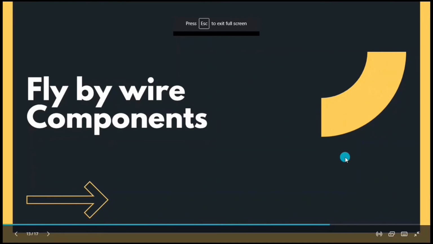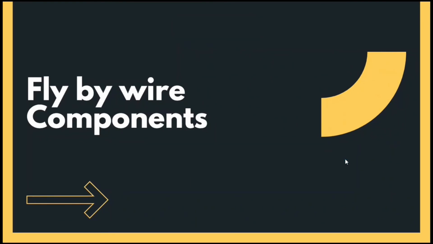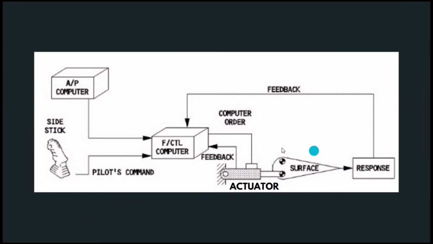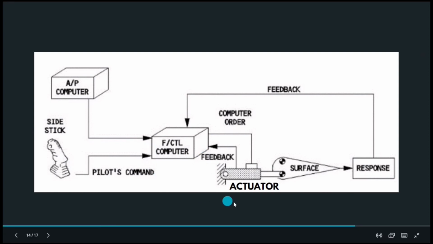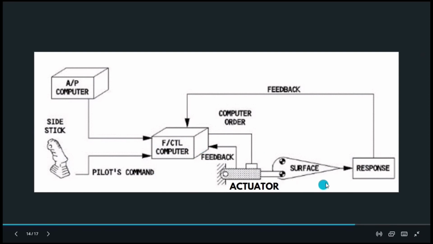Alright guys, my name is Amirul Adam bin Adam Talib and I'm going to present to you the fly-by-wire components. So these are the components. First we have the side stick, next the flight control computer, the actuator, and lastly the control surface.